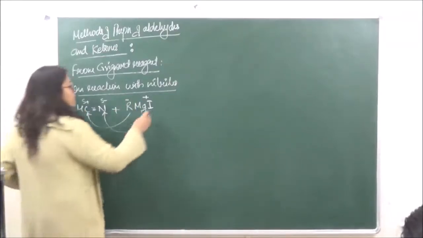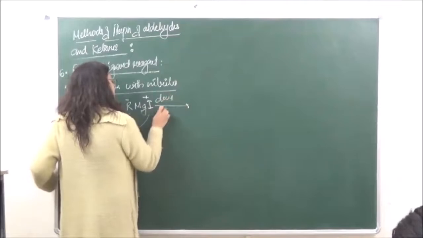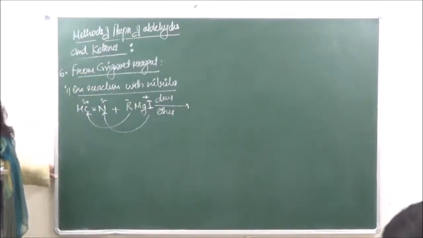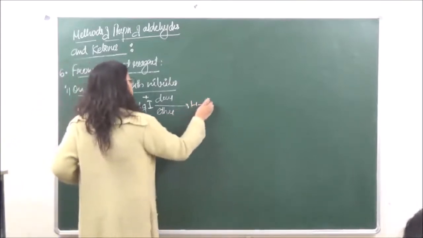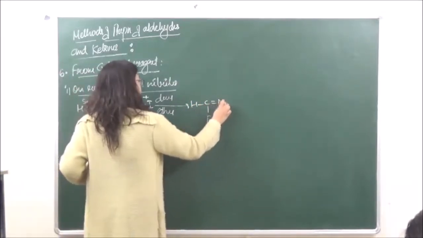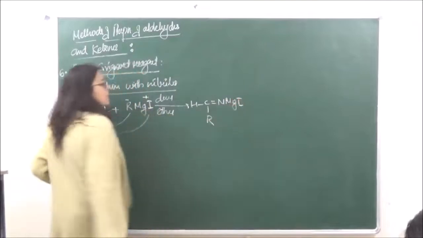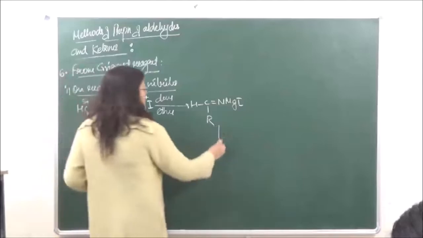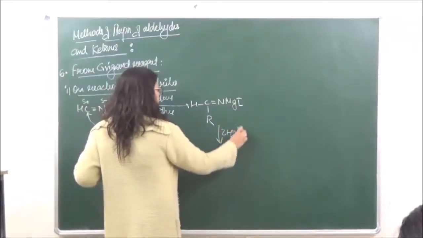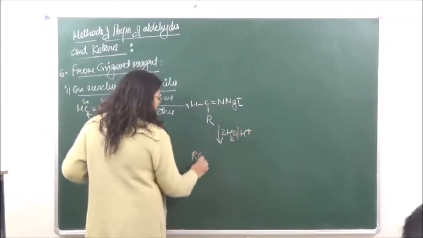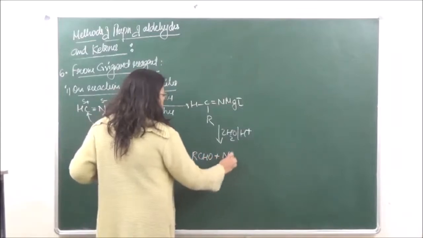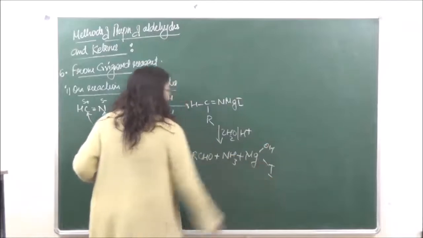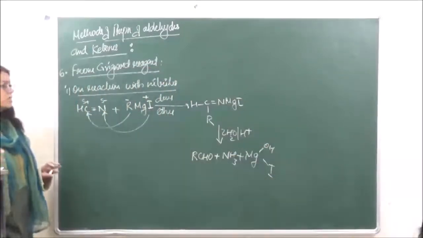The reaction is going to take place in presence of dry ether. Okay? When we are going to get over here an addition product of this type. Okay, now this is going to be hydrolyzed in an acidic medium, when we will get RCHO plus ammonia plus magnesium hydroxyiodide.